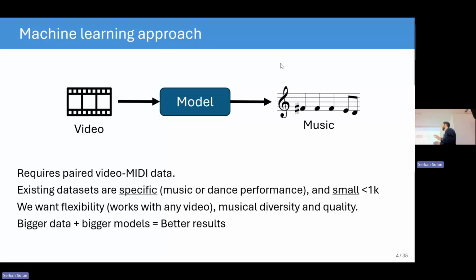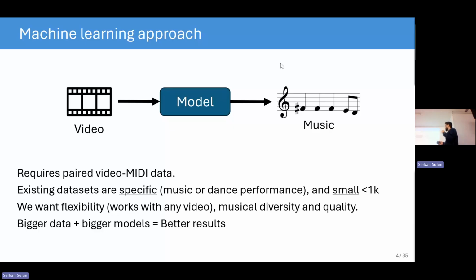We have data sets that are either very specific, like music performances. What they do is they focus on the top of the piano, like a camera looks at the piano and looks at the fingers, then they can get the notes. But this is very specific. And they're usually very small. They're smaller than 1,000 samples. So this is too small to train deep neural networks.